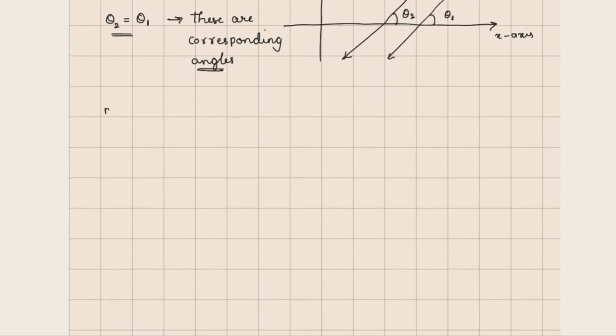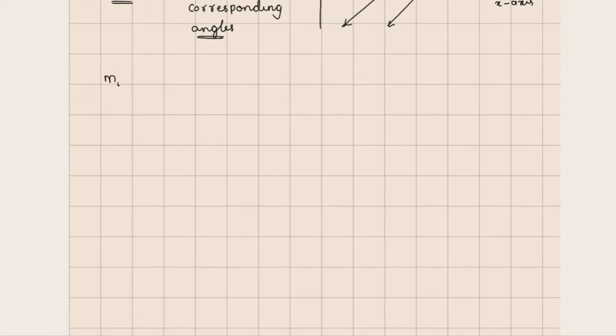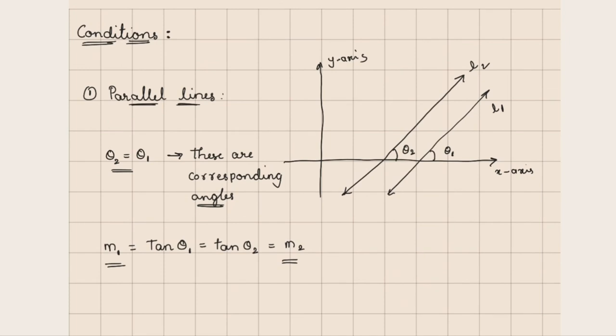So the slope of line L1, M1, equals tan theta 1, which is also equal to tan theta 2, because theta 1 equals theta 2, which is equal to the slope M2. So these two slopes are equal. When two lines are parallel, their slopes are equal because the inclinations are the same. The slope defines the inclination of the line. As these two inclinations are the same, the slopes will also be the same.